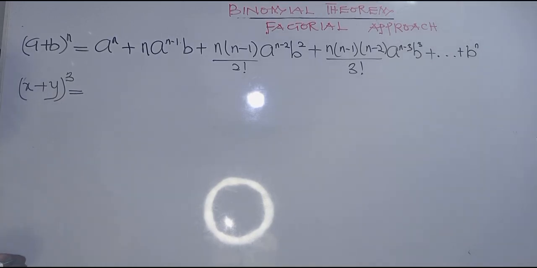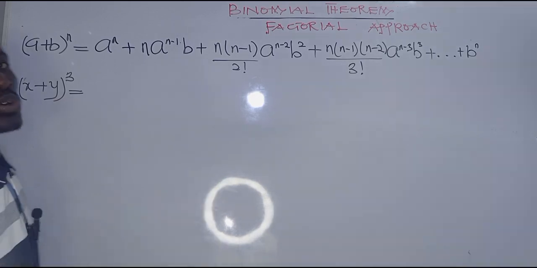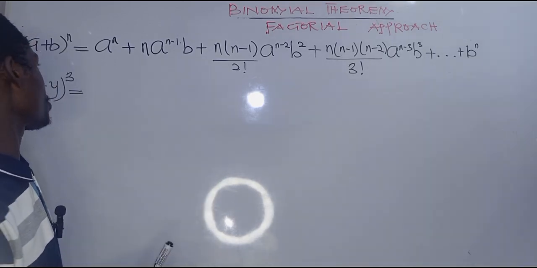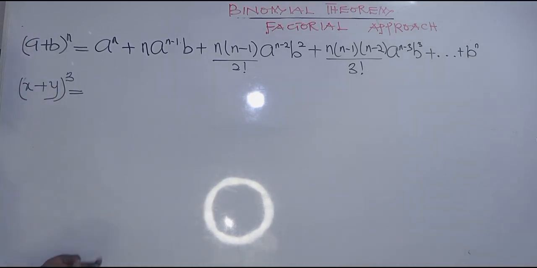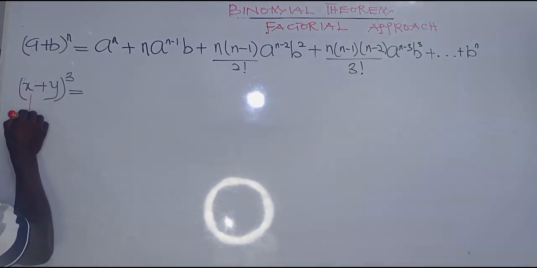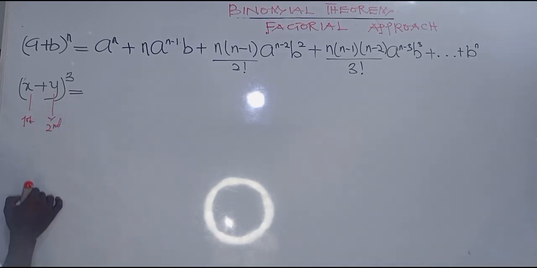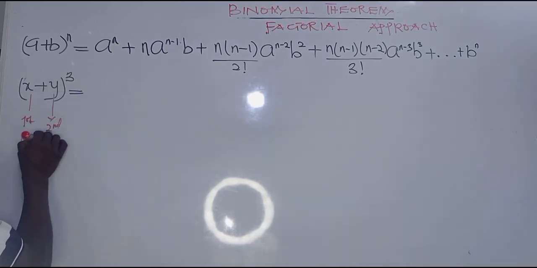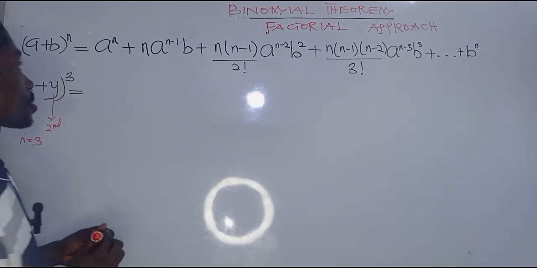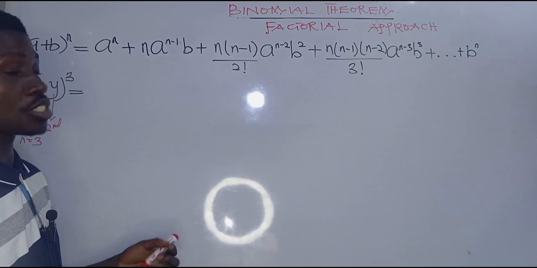So we have our first example. We have to expand this using the factorial approach. So first we have to identify our n and our first term, our second term. Our first term is this, and then this is our second term. And then we have our n is equal to 3. Good. So once we are done, we can just substitute these parameters into the formula.